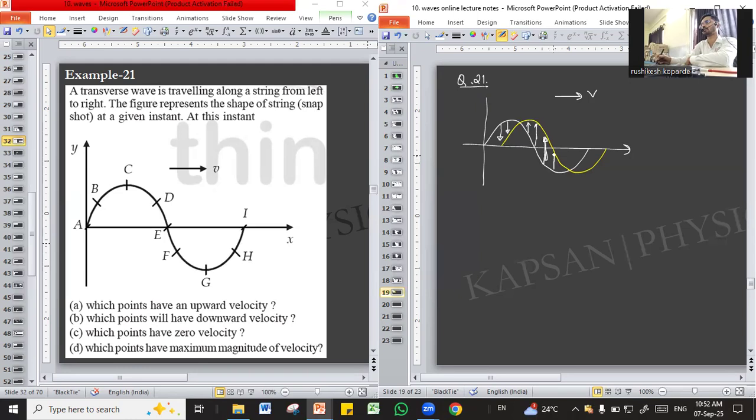Actually, particles are not moving forward. These people will move down.